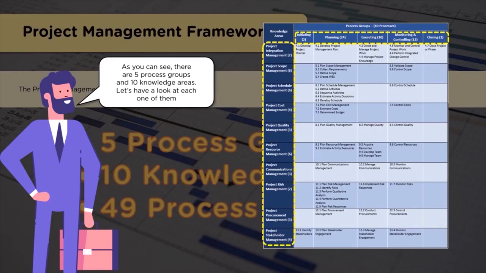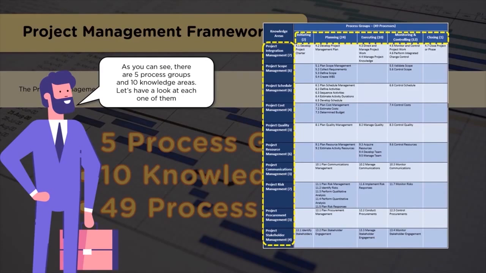Now if you look at the initiating process group, you can see 2 processes: develop project charter and identify stakeholders. These basically define the project charter required for the project as well as the initial identified stakeholders who are required to move forward in the project.